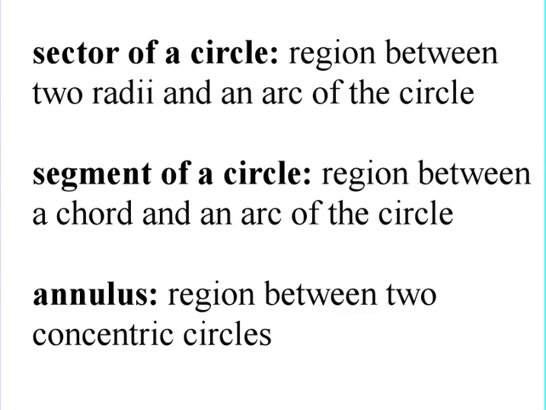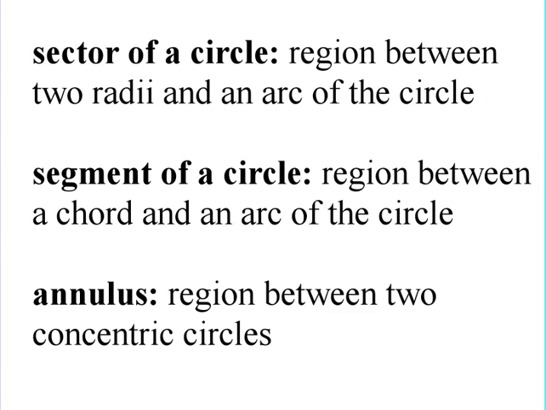The next one: a segment of a circle is the region between a chord and an arc of the circle. Notice how we're really tying in your prior knowledge. We're using the definition of an arc, the definition of a chord, the definition of a radii. For an annulus, that is the region between 2 concentric circles.